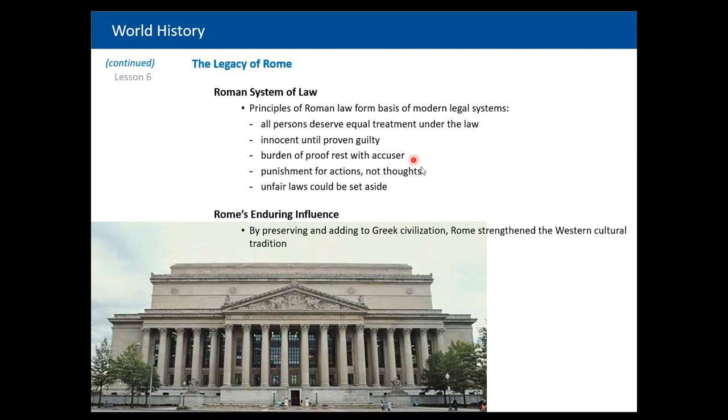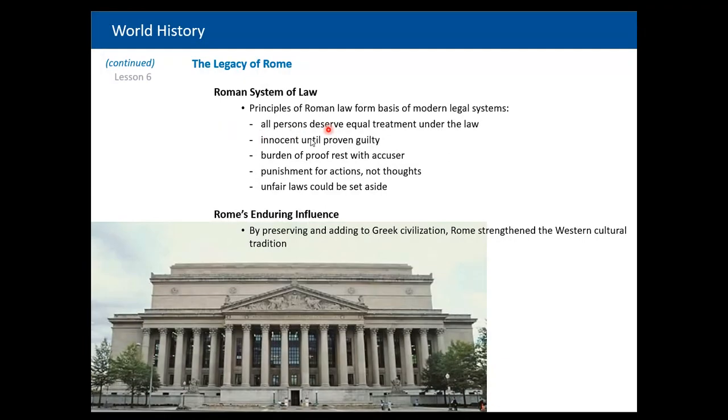The Roman system of law is also a legacy of Rome. Principles of Roman law form the basis of modern legal systems. And remember, the Roman law is also modeled after ancient Egypt, Mesopotamia, and the Greeks. So these are all influences, and they still have influences today in and around the world.